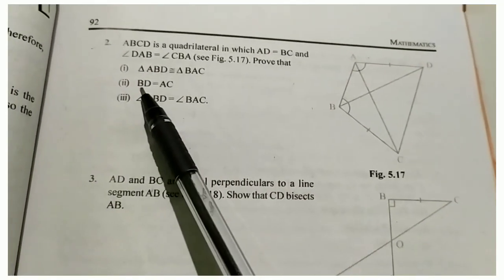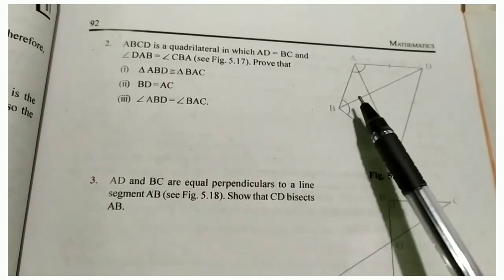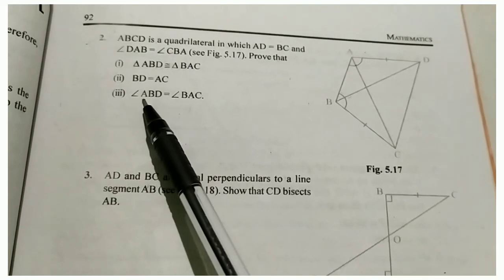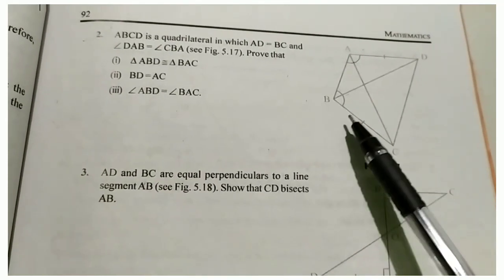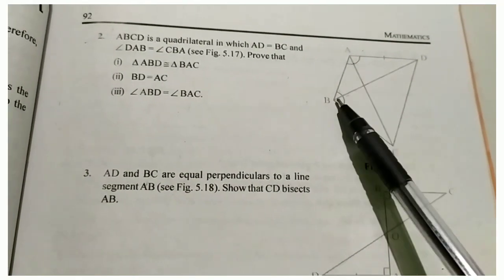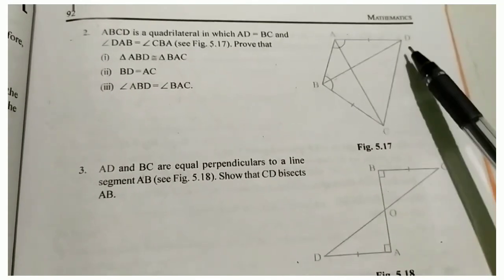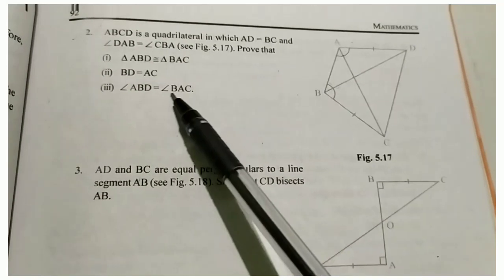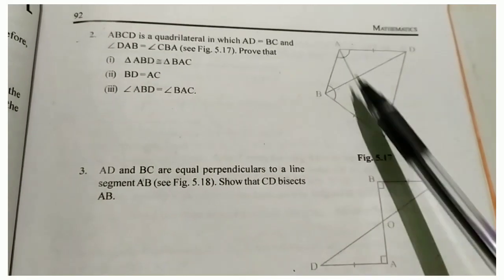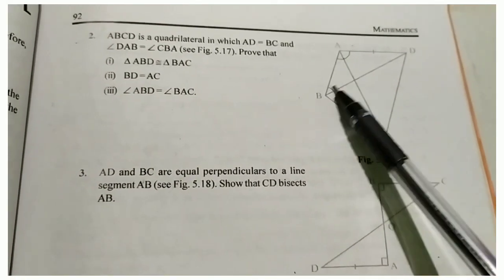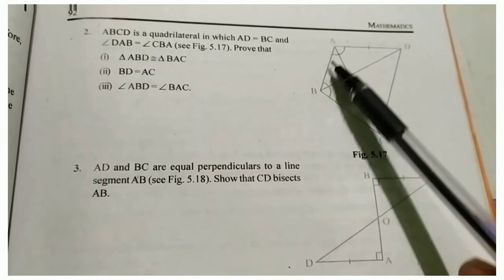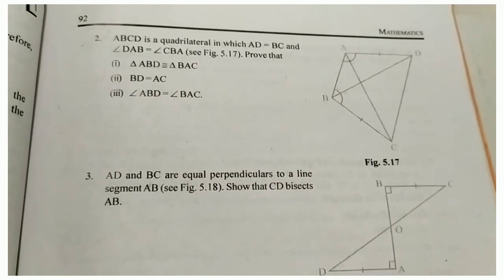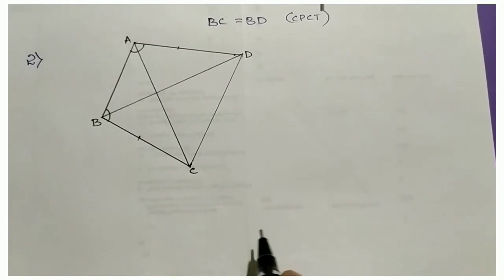Next, BD equal to AC, and last, angle ABD equal to angle BAC, this small triangle. These two angles we have to show that both are equal. So let's draw the diagram neatly.